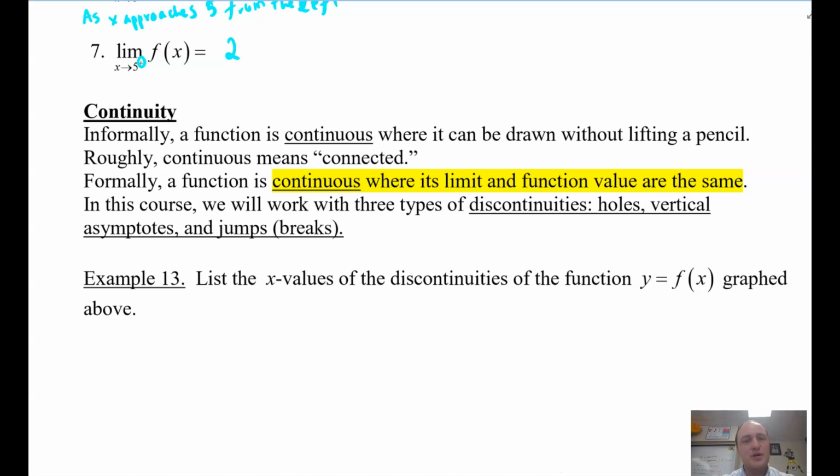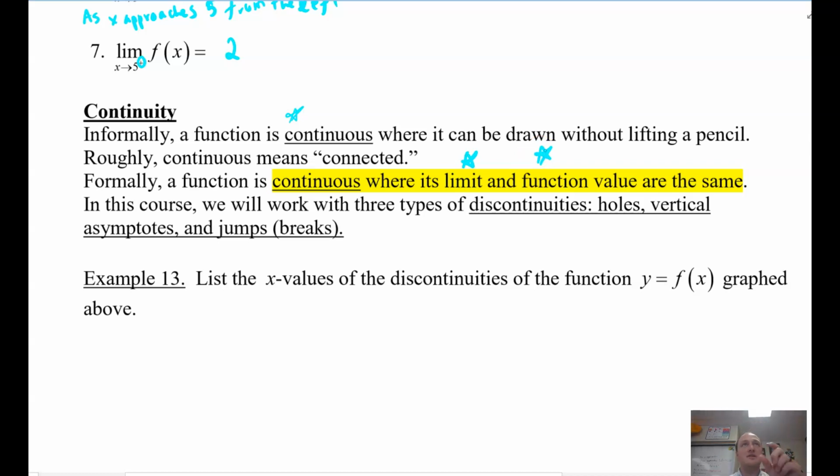So the simplistic idea about continuity, kind of in the root word here, it's continuous. A function is continuous, or you have continuity, where it can be drawn without lifting a pencil. So if I'm just drawing something and I never lift my pencil, you have continuity. Formally, the definition is what I talked about, where its limit exists, and the function value exists, and they are the same.